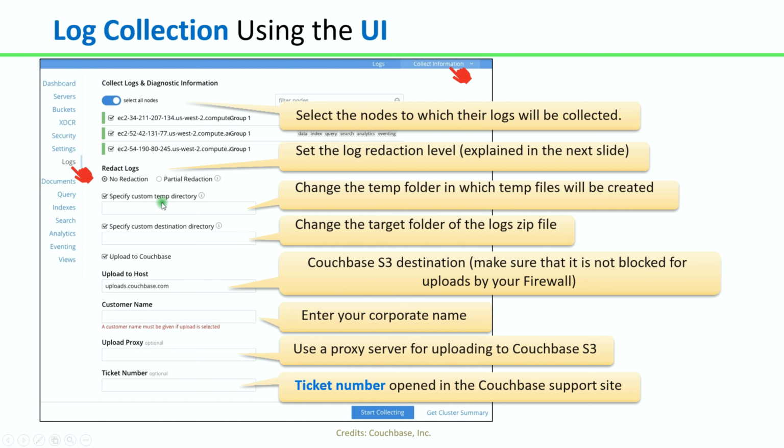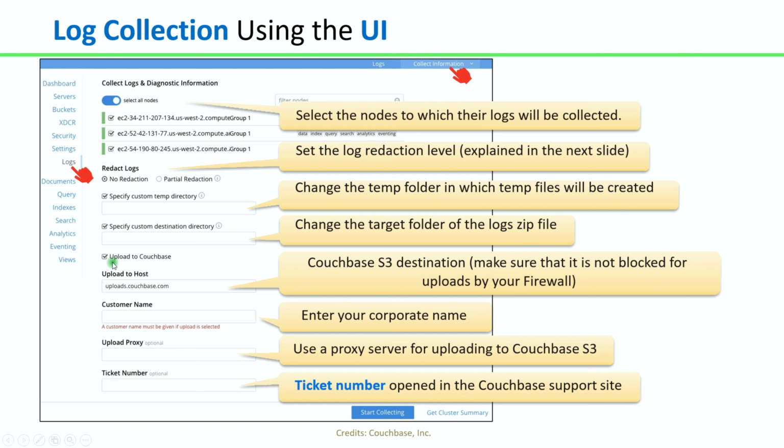Specify a custom temp directory in which the temporary files will be created during the logs generation. Specify a custom destination directory. This is the target folder where the logs zip file will be generated. You can click this checkbox if you want to upload the logs directly to the Couchbase support ticket, or you can uncheck it so that the logs will be generated on your server and then you need to upload the logs manually to the Couchbase support ticket.